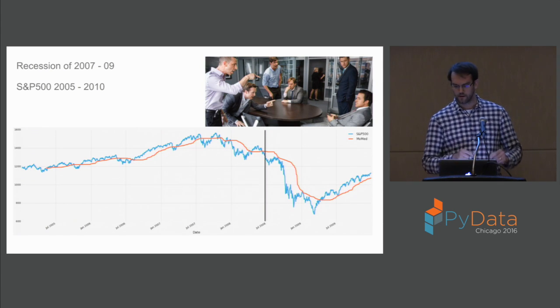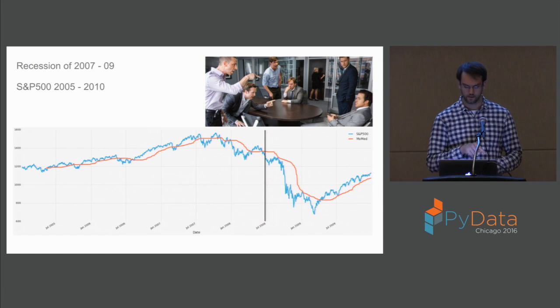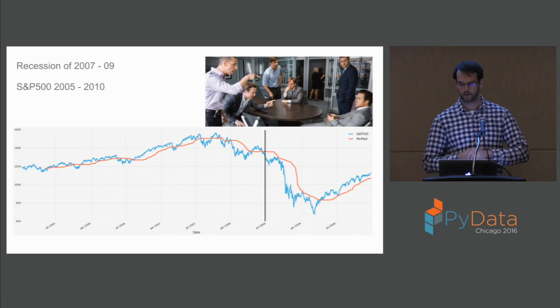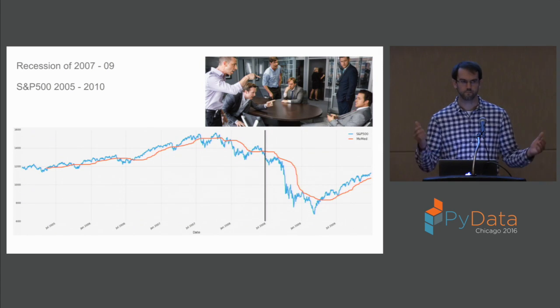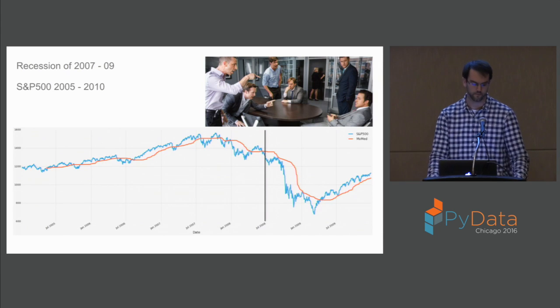The red line is the moving median, over the past 90 days, I think. And there's a reason why I chose moving median rather than moving average, and I'll try to explain that a little bit later.